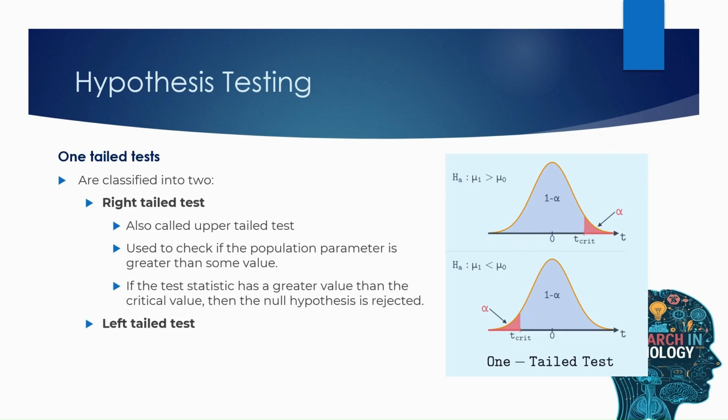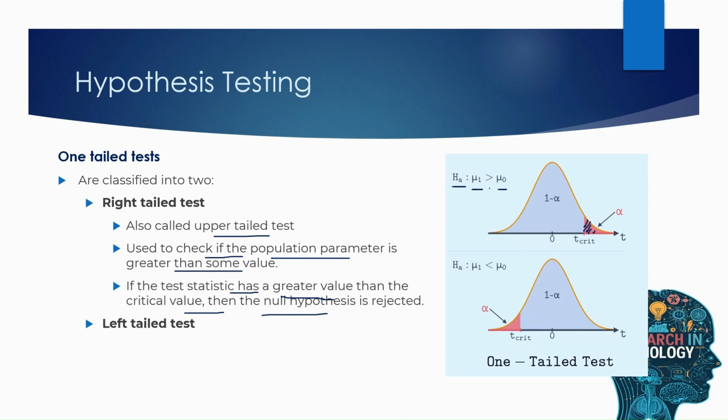Let's see what is a right tail test. It's also called upper tail test. Okay, it's used to check if the population parameter is greater than some value. Here, see, the alternative hypothesis states that mu1 is greater than mu0 towards the right. Okay, if the test statistic has a greater value than the critical value, then the null hypothesis is rejected.